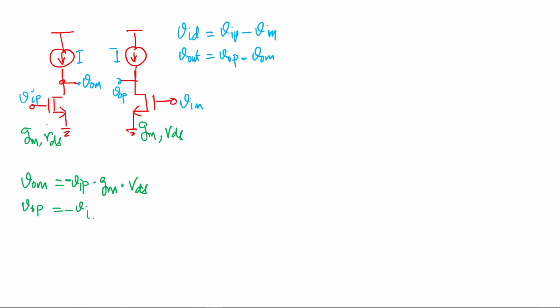VOP equals minus VIM times GM RDS, right? Got it? So that means if I want to do VOP minus VOM, this minus minus will cancel, so it's GM times RDS times VIP minus VIM. And this quantity I'm just calling V out. How we create this circuit, don't worry about that. There is a circuit which takes the difference and creates the output. So V out is equal to GM times RDS times the differential input, which is great, right?